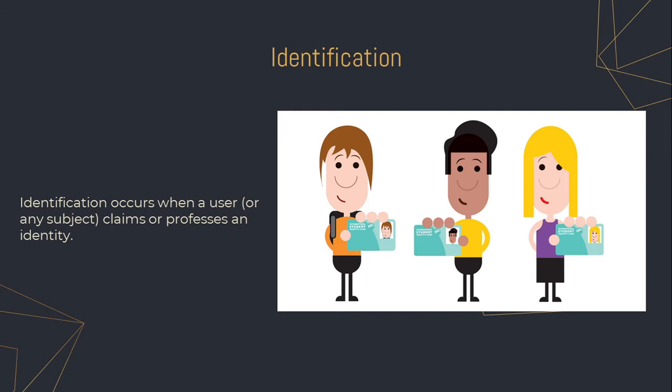It's about processing an identity. Identification occurs when a subject claims an identity. For example, when I say, my name is DevTech, or a user can claim identity by username or user ID, and a process can claim its identity by process ID, or an application can claim its identity by application ID.